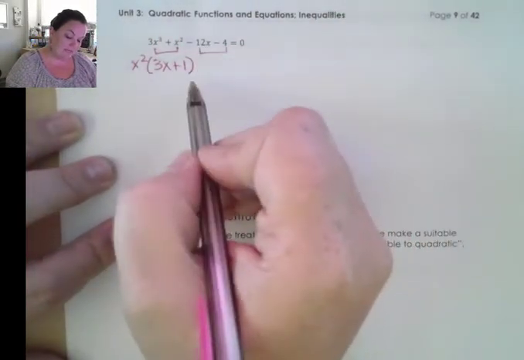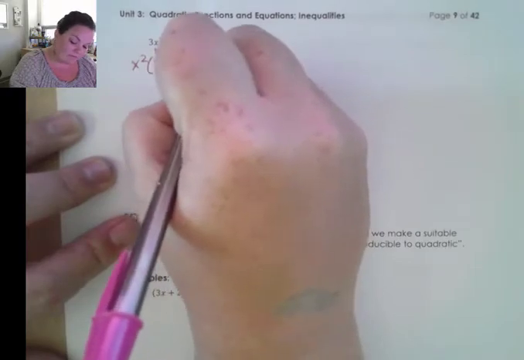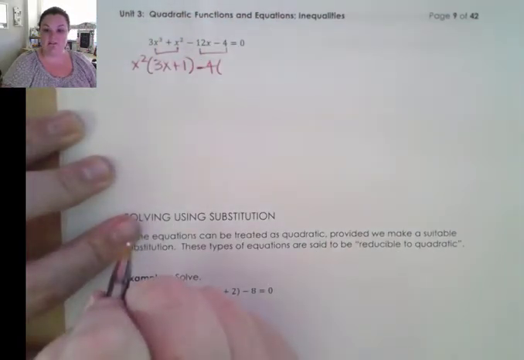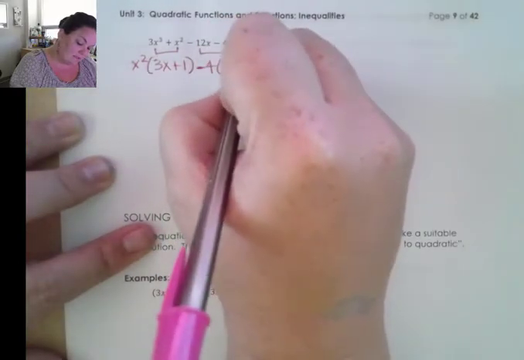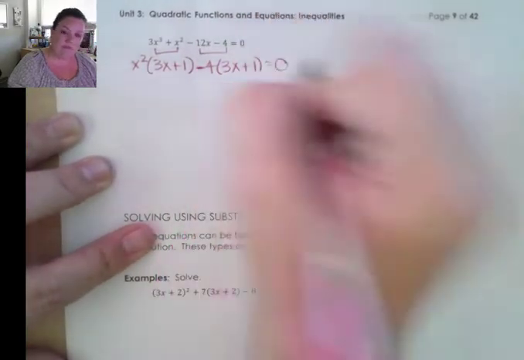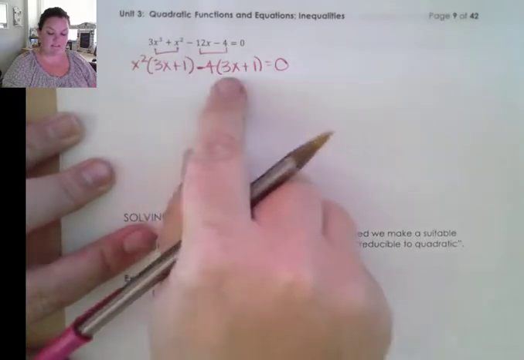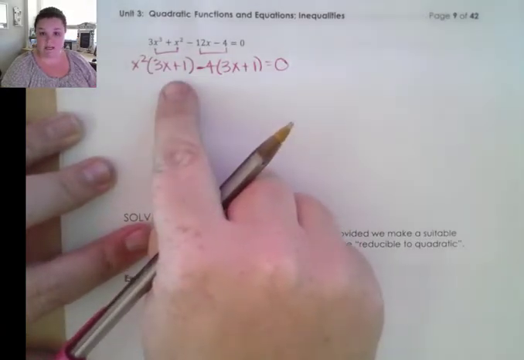And then out of the second pairing, we can take out a negative 4. When I divide off a negative 4, that's going to leave me with a positive 3x and a positive 1. Right? And now they have this 3x plus 1 quantity in common.